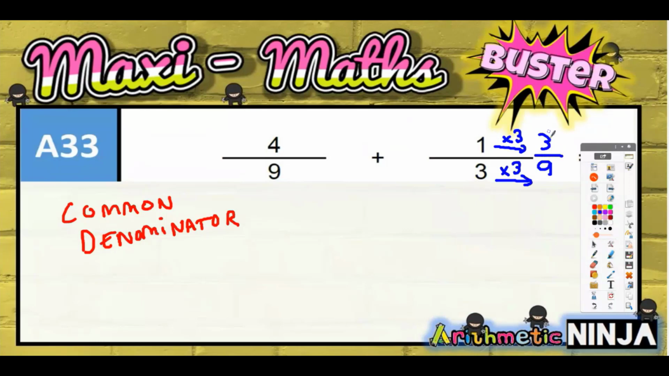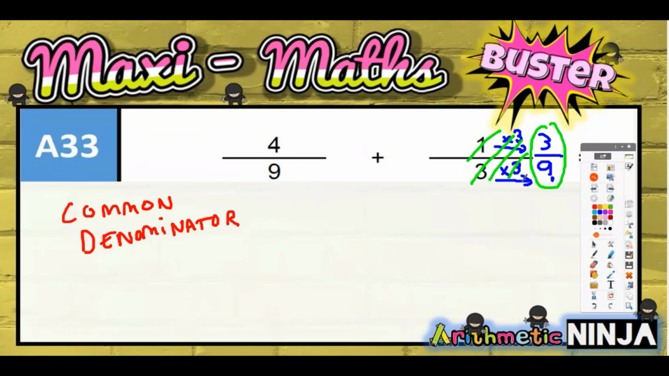So that becomes 3/9. Now, that's an equivalent fraction. As long as you're timesing both the bottom and top of the fraction by the same thing, and we've timesed them both by 3, that means you'll make an equivalent fraction. So we don't actually need the original fraction any longer. We can go with this equivalent fraction, and now we can just do it.